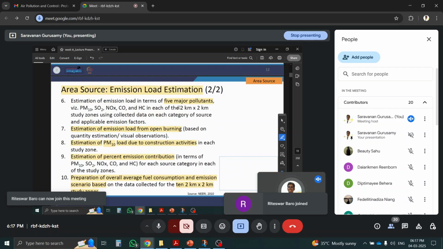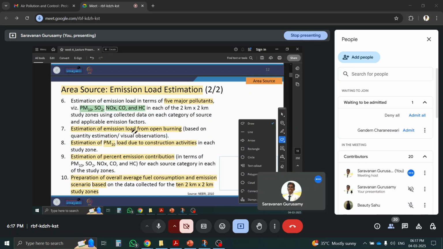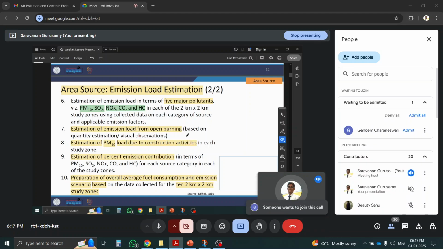Then for areas, again, five major pollutants, as I mentioned, these are the pollutants they have considered. So emission load was taken from the open burning, and the PM load due to construction activities was considered, and percentage emission contribution from the different sources. That's the aim: how much percentage each source is emitting.